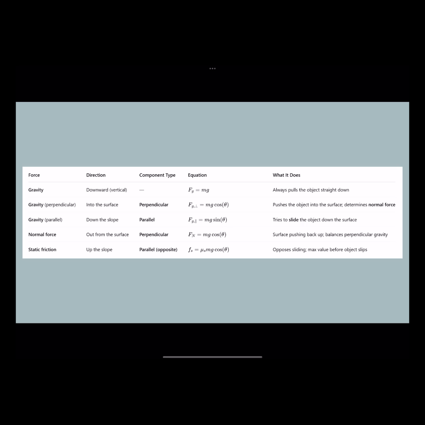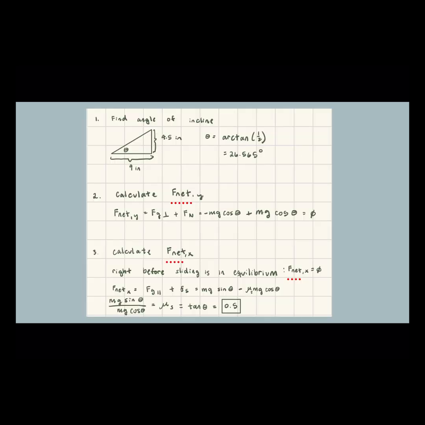So this is a summary of the forces that are present, which is gravity, normal, and static friction, and the directions they go and how to calculate them. So this is my work to find the angle of incline. Yes, I use freedom units, but trig is a ratio thing, so it doesn't matter. But we've got opposite is 4.5 and adjacent is 9, so arctangent of 4.5 over 9 is going to end up with theta being about 26.565.